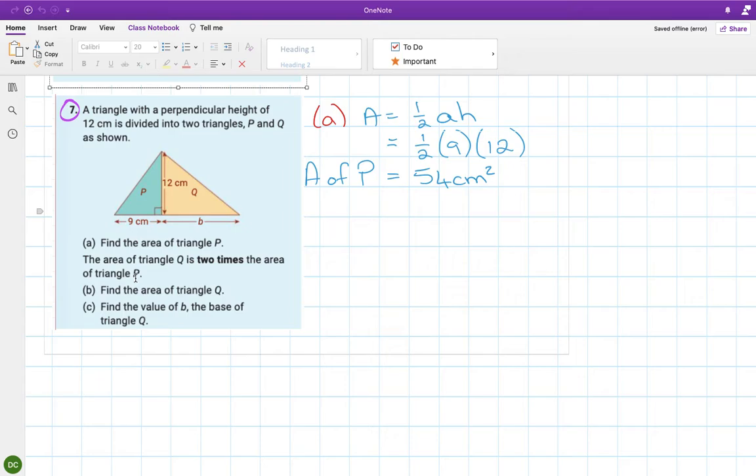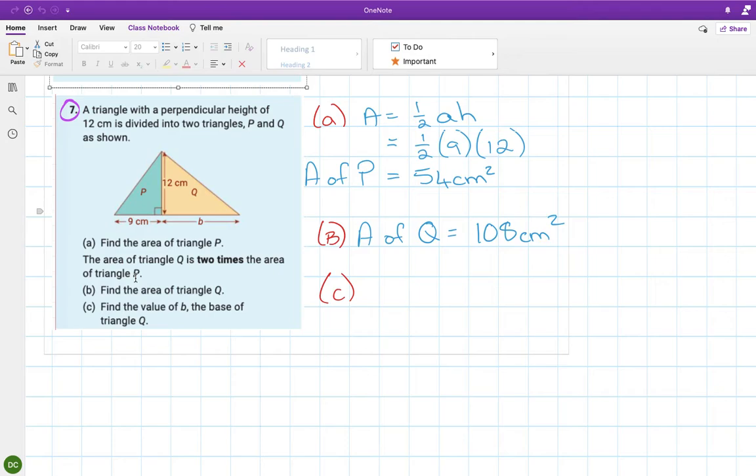The area of triangle Q is 2 times the area of triangle P. Okay, so that means the area of triangle Q is 108. Yeah, that's 2 times 54, isn't it? Yep. Okay, and then find the value of B, the base.